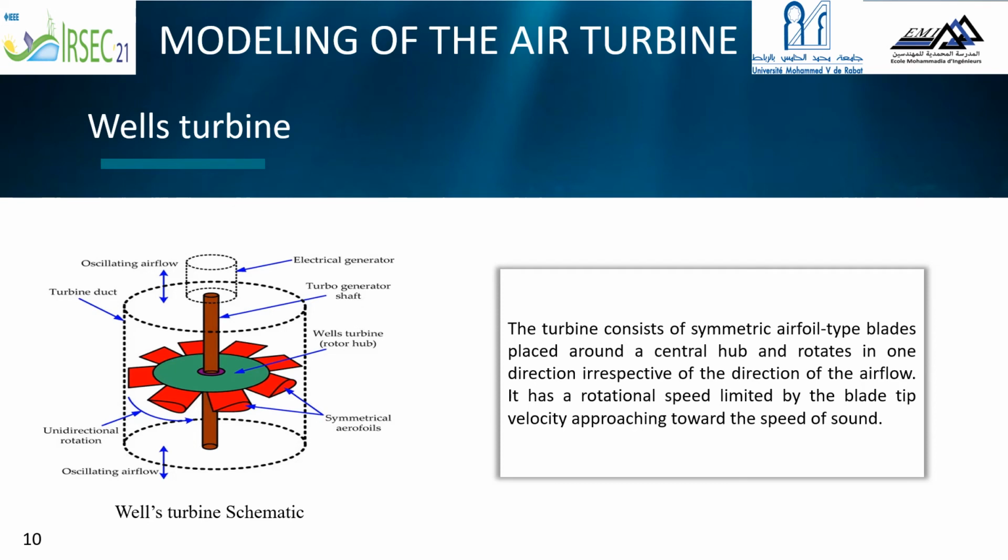The air turbine is used in most oscillating water column systems for wave energy converters. It's classified into two types. The Wells turbine is composed of symmetric airfoil-shaped blades arranged across a central hub and rotates in one direction regardless of airflow direction.